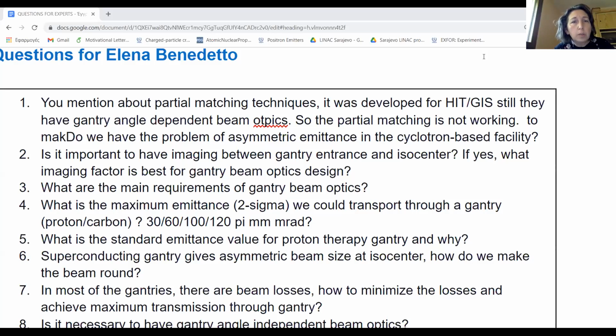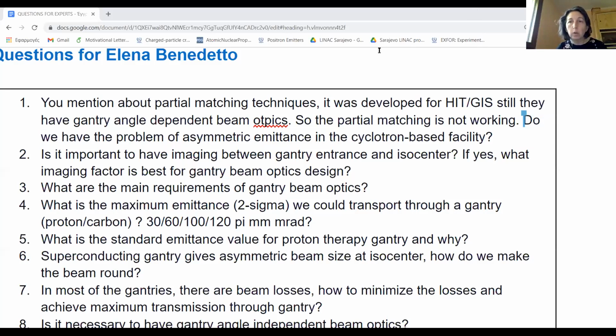Is it important to have imaging between gantry entrance and isocenter? If yes, what imaging factor is best for gantry beam optics designs? Yes, you decide. Again, it's a matter of how the beams evolve in the lines, how the emittance is pulsing, and what aperture is required. In the designs that we have, I found an imaging factor of 1:1, so the same beam size at the beginning and the same beam size at the end. There are other designs which use a different matching condition. So instead of having the same beam size at the entrance and at the end, you have angle to point matching. Everybody does it their own way. It depends on your configuration of quadrupole elements.